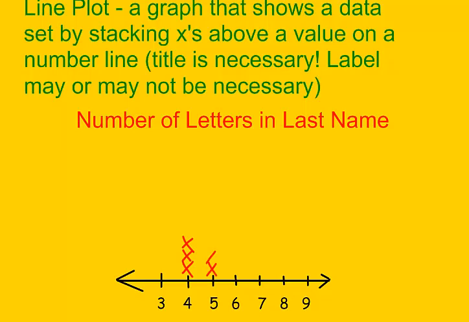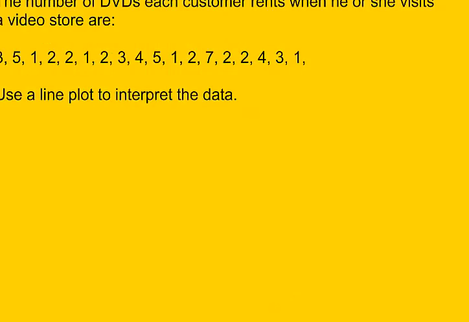3 people had 4 letters. A lot of people had 5 letters. Six letters in their name, 4 people had that. 4 people had 7 letters. 2 people had 8 letters. And 1 person had 9 letters. This is a picture that can tell us a lot. Notice I tried to keep all the x's vertical, and they tried to stay the same size.